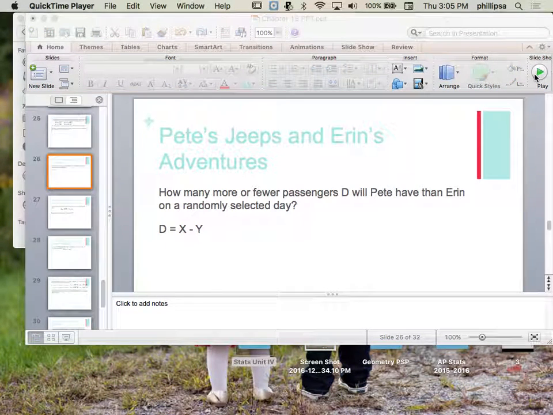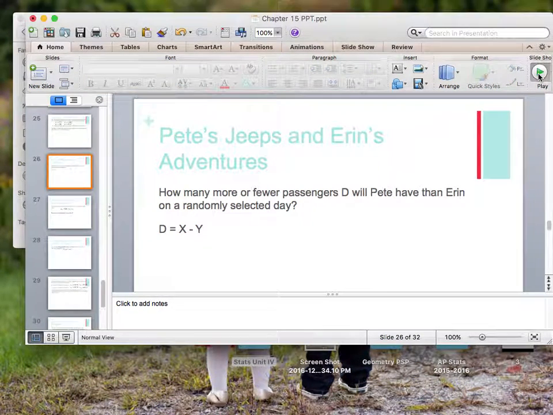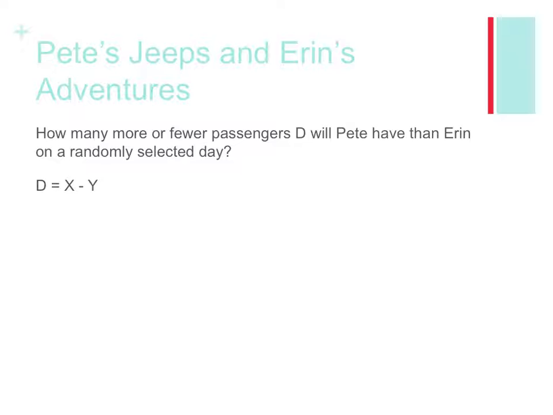Okay, so let's start now talking about the difference between two random variables. So now that we've examined the sums, we can get into the differences, because they are done a little bit differently. So let's start by looking at the difference in the number of passengers that Pete and Erin have on their tours on a randomly selected day. So in other words, the difference between the two random variables.